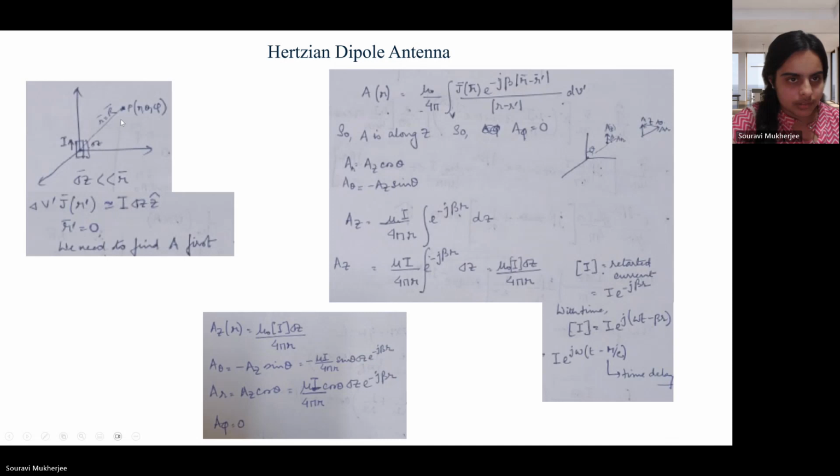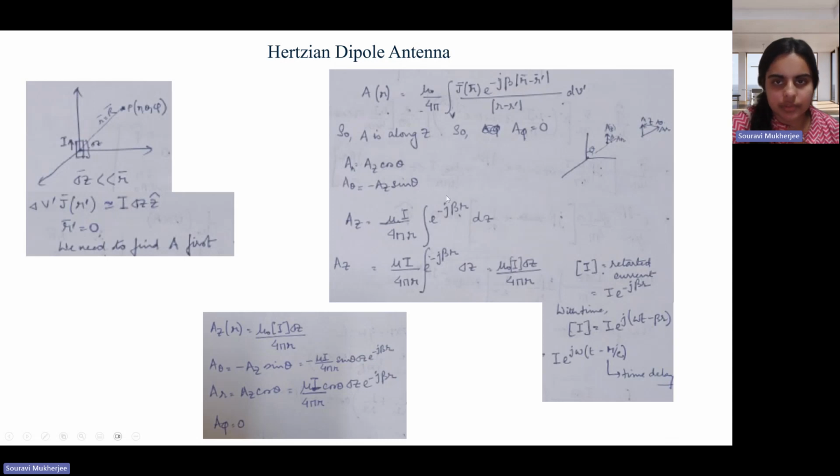And then if you just think that here it makes some angle theta, that means the component in the radial direction should be Az cos theta, and the component in the theta direction should be minus Az sine theta, right? So now what you have to find is, first, the Az in your rectangular coordinate system, and then by using these relations you can go to the spherical coordinate system. Okay, so this is what you do here.